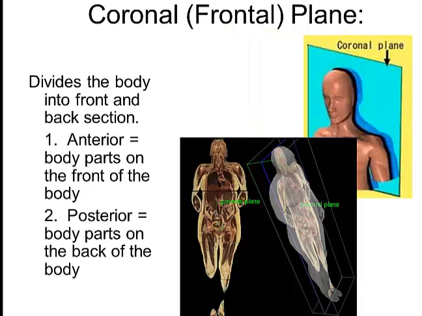And then finally, you have your coronal or frontal plane. This is dividing the body into front and back sections. So you have your anterior, which is all the body's parts in the front of the cut, and then your posterior would be all the parts in the back. So imagine a plane of glass coming down and cutting somebody from the head down to the foot. And you have the front part of the body and you have the back part of the body.